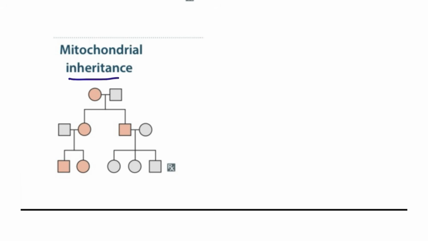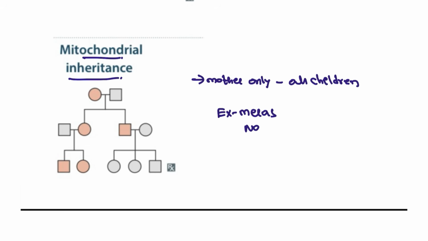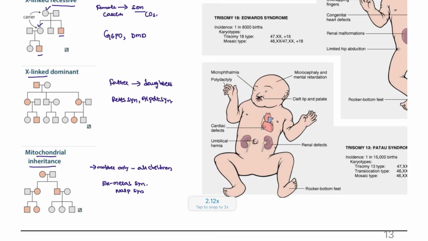Next, mitochondrial inheritance. Mitochondria are only passed by the mother, and it will include all children. Whoever she conceives, all children will be affected. Examples are MELAS syndrome and NARP syndrome.